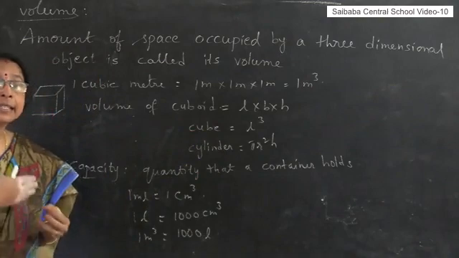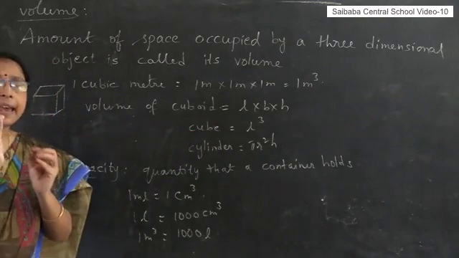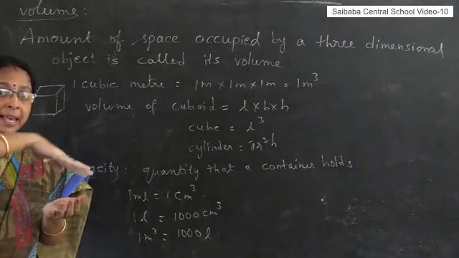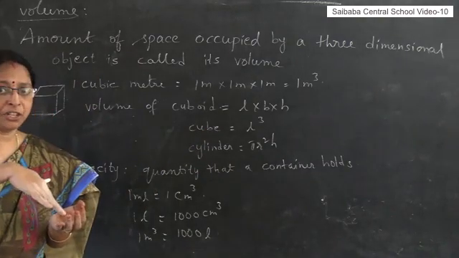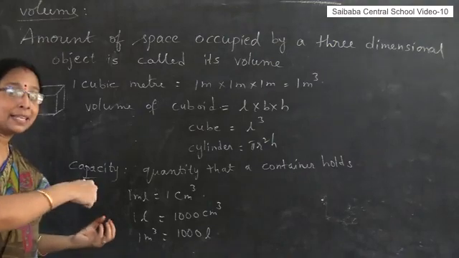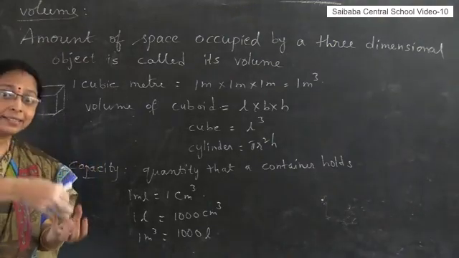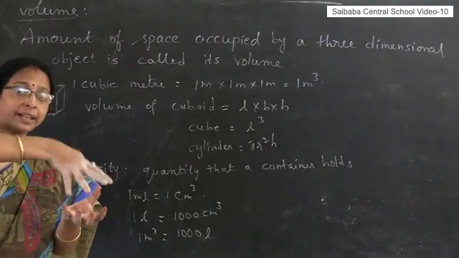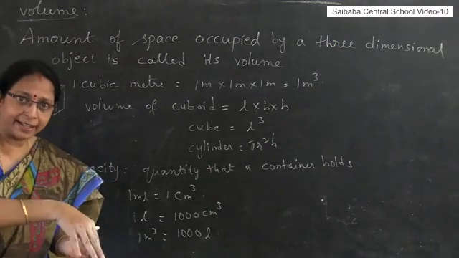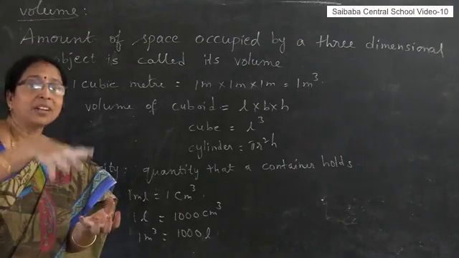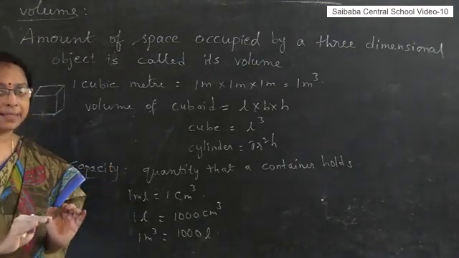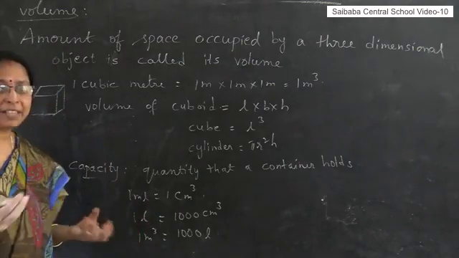And next is capacity. See, there is a slight difference between volume and capacity. Volume is the space occupied inside the three-dimensional shape, and capacity is the quantity that the three-dimensional shape contains. If you pour water, how much water? What is the capacity of the water inside it? If you pour some oil, what is the capacity of the oil inside that container? That is called capacity.